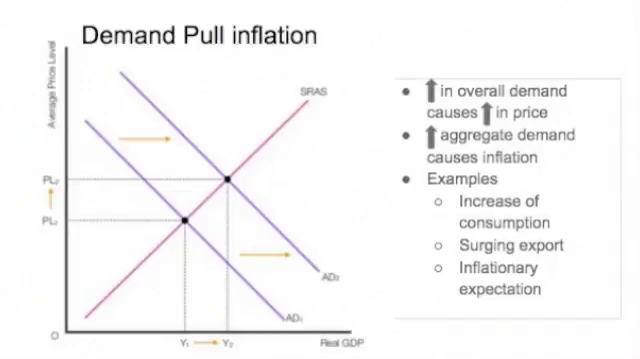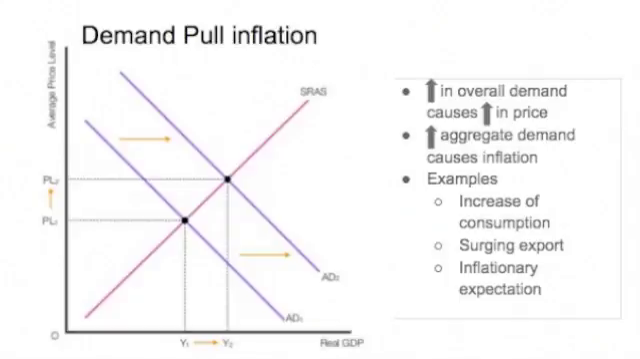Demand pull inflation is defined as the increase in price arising from the increased overall demand for a nation. As you can see in the graph, the aggregate demand is increasing, so it shifts to the left, which causes the price level and real GDP to increase.